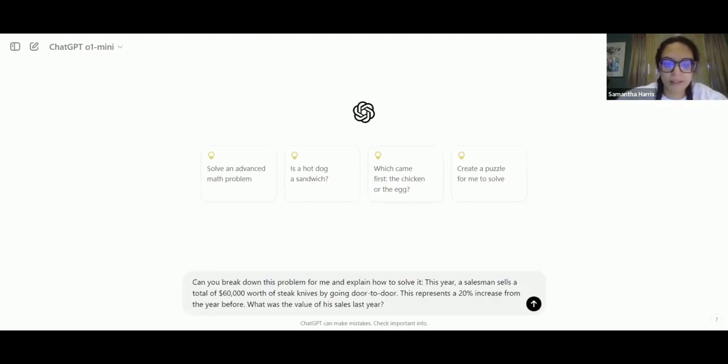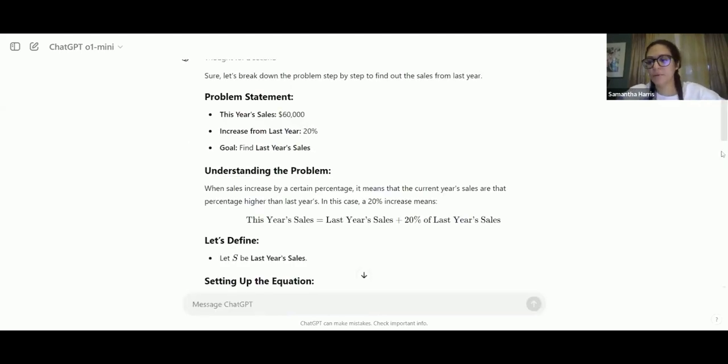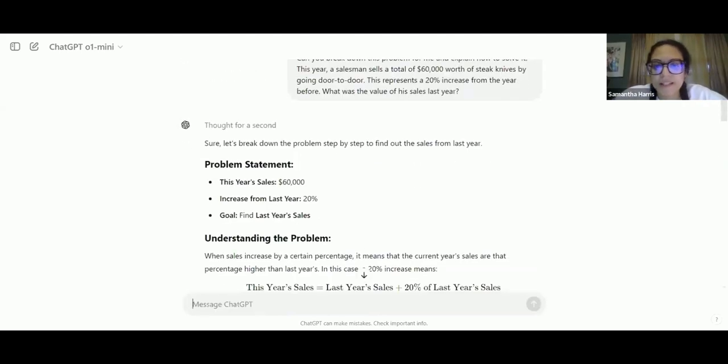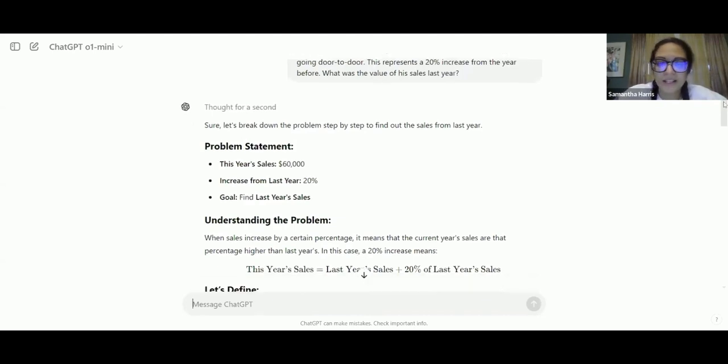So here's the problem. I asked ChatGPT, can you break down this problem for me and explain how to solve it? Okay, so now it's broken down the problem. This year, a salesman sells a total of $60,000 worth of steak knives by going door to door. This represents a 20% increase from the year before. What is the value of his sales last year?